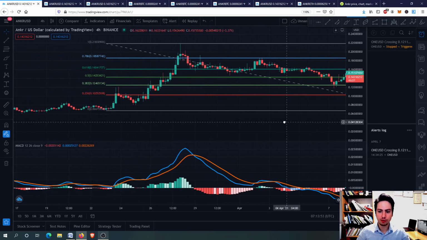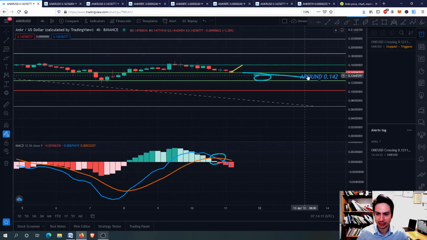We are now here at the 0.5 Fibonacci or 50% Fibonacci level with the green line, and you can see it is around 0.142. This is our current support level. We don't want to break beyond this and test a new level. We want to go upwards, retesting this resistance level at around 0.16, and break through, but I will explain that later.